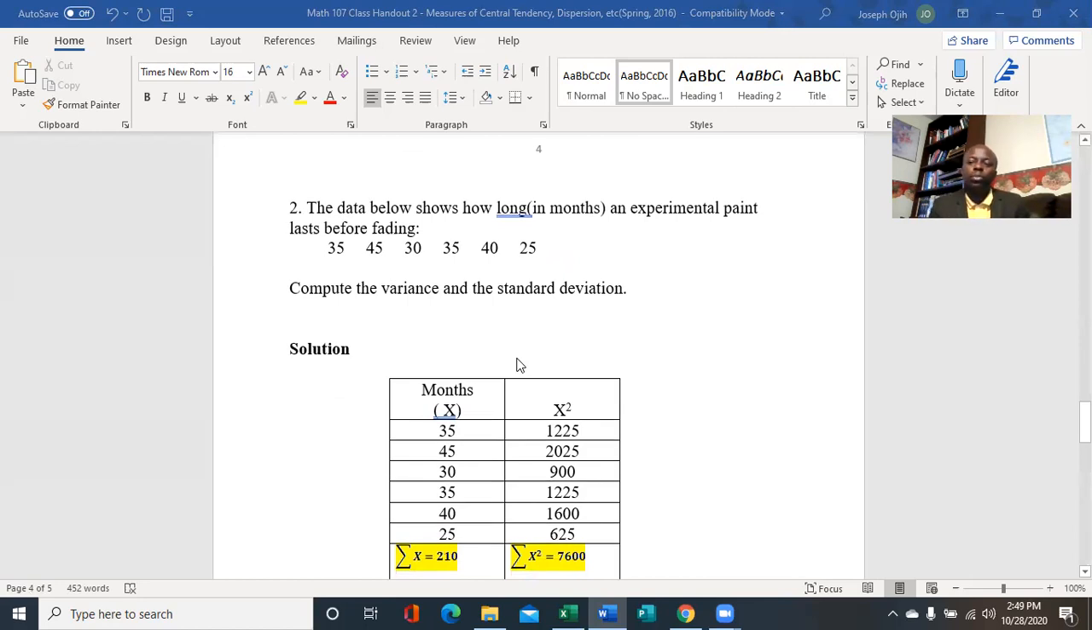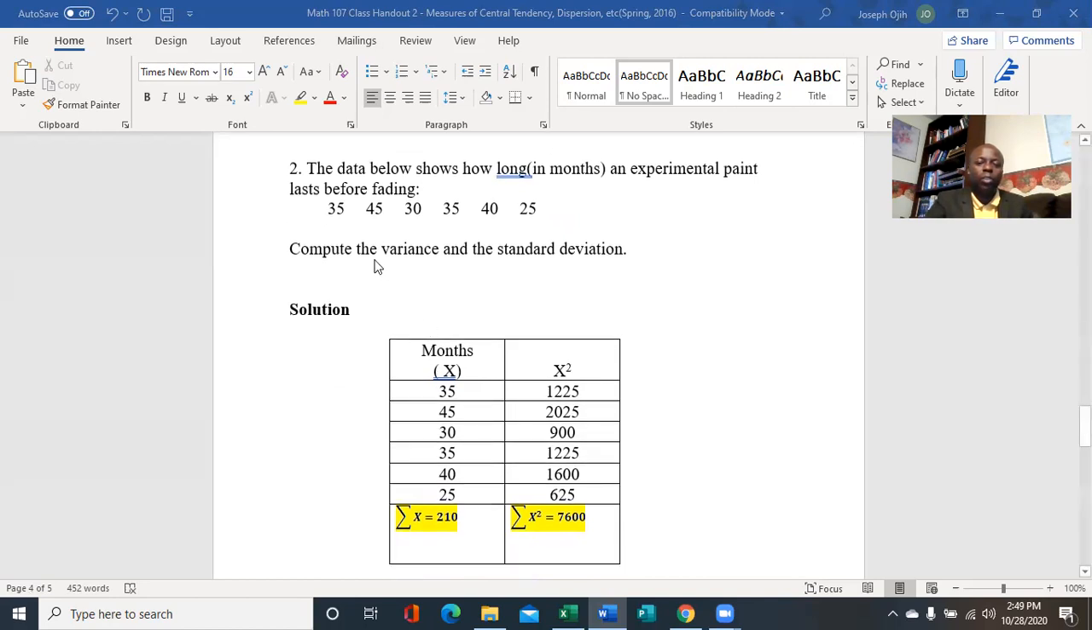So the first thing you do is to put them into a table of values like this one. You see all these numbers here, and they represent our x. Now we need to find the x squared because it is a part of the formula. To find the sum of x, you add the numbers, and you get 210.